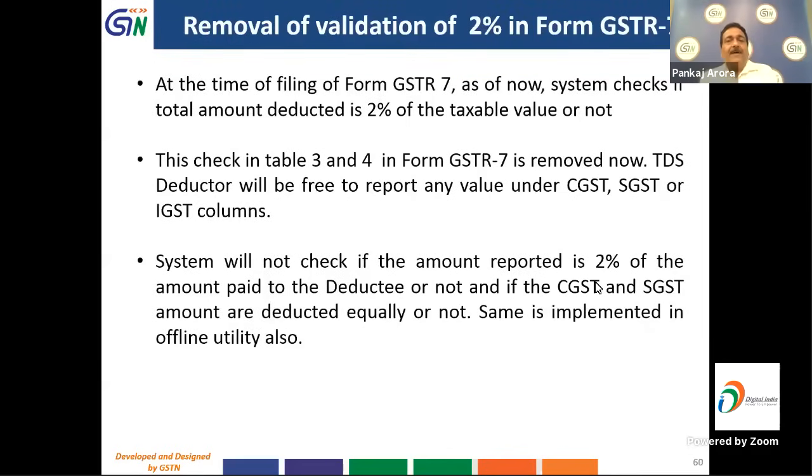So another thing is, for the ease of tax deductors, notified tax deductors under section 51, they were required to deduct 2% of TDS. Now there were certain inbuilt validations which were creating problems for these tax deductors while they were reporting any values under CGST, SGST, or IGST TDS columns. Now the system will enable those deductors to report any value under CGST, SGST, or IGST columns, subject to the accuracy and correctness of the final TDS amount deducted and paid by them. And such a change has also been implemented in the offline utility.